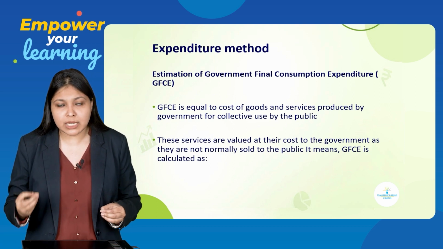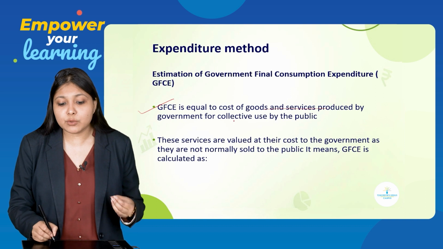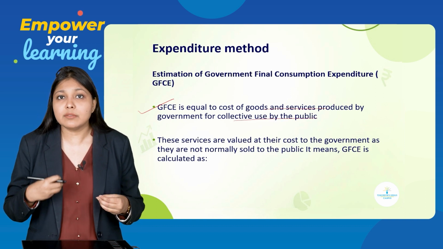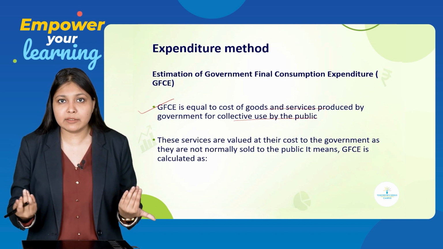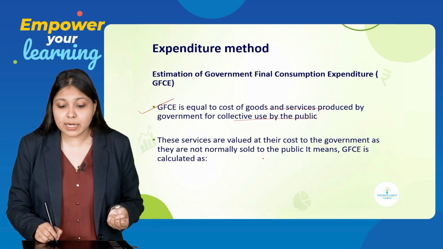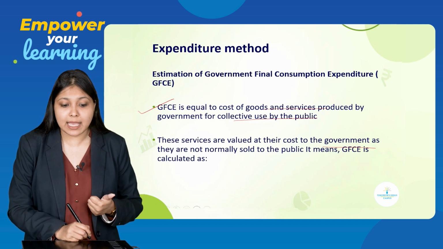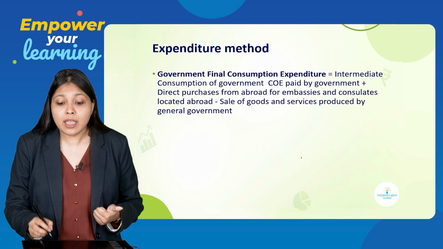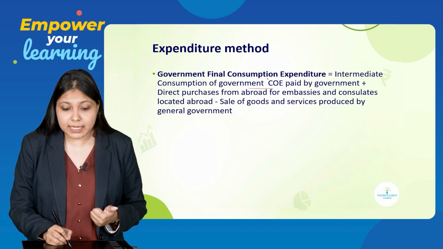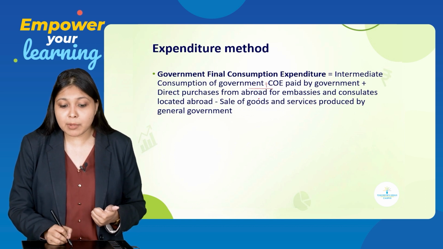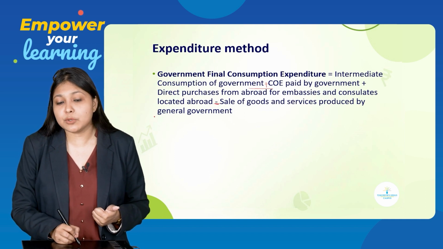Now, how do we estimate GFCE? First, it is equal to the cost of goods and services produced by the government for collective use by the public. All the costs of producing goods and services by the government for all the people living in the economy. These services are valued at their cost to the government as they are not normally sold to the public. So how are we going to calculate GFCE? Intermediate consumption of government plus COE paid by government plus direct purchases from abroad for embassies and consulates located abroad minus sale of goods and services produced by the general government.